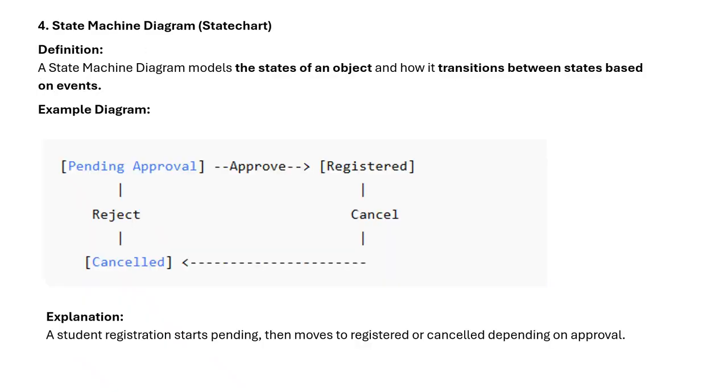The fourth one is the state machine diagram. The state machine diagram captures the states and the moving from one state to another state. And then let me give you a good example about it.